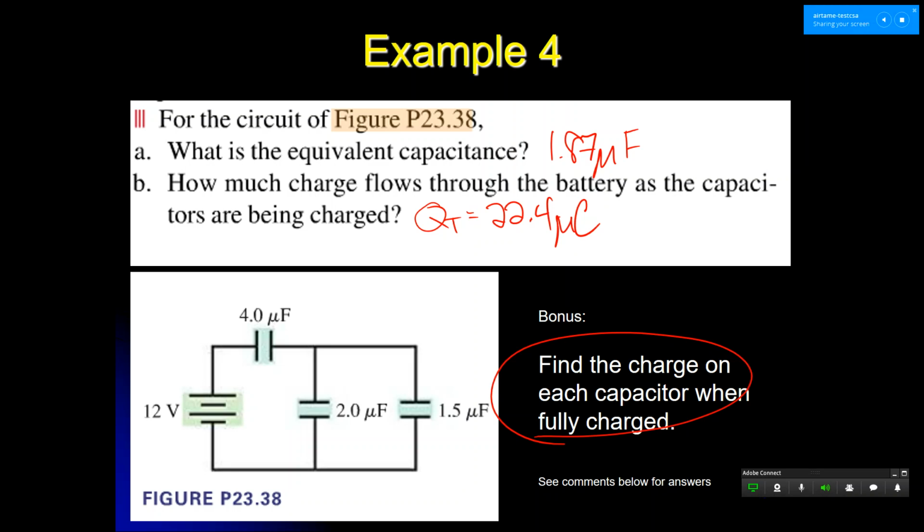Like the battery, can feel like the capacitor. Yeah. There's a voltage decrease. Yes. All right.